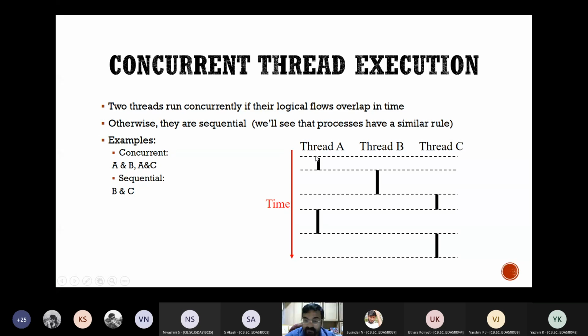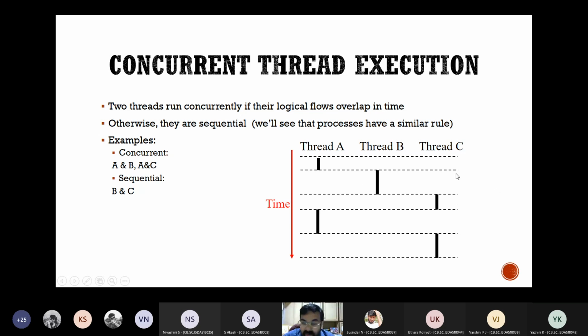If you see A, in the first second the thread is there, in the second it is idle, in the third second it is idle, and in the fourth second it is again coming, right? So these kinds of things happen. A and B, and A and C, are concurrent. They are concurrently happening, right? At the same time something is happening.